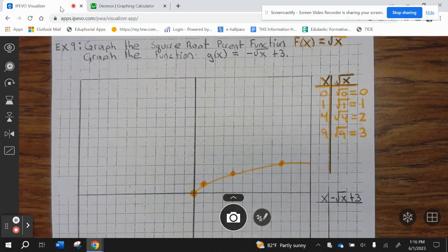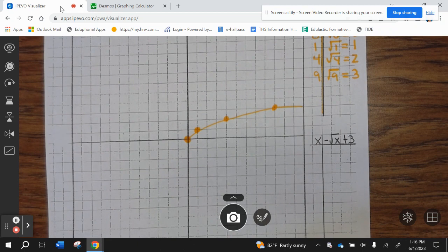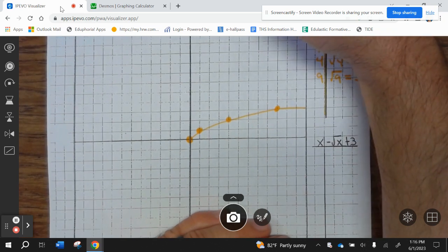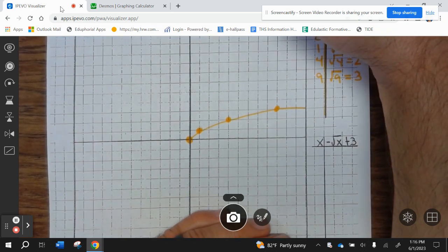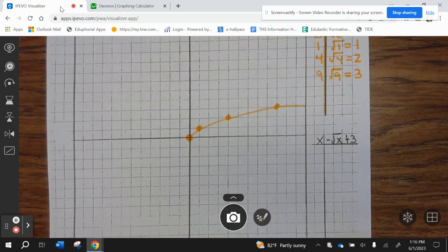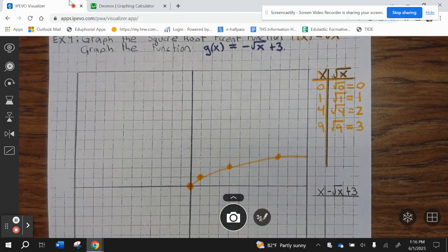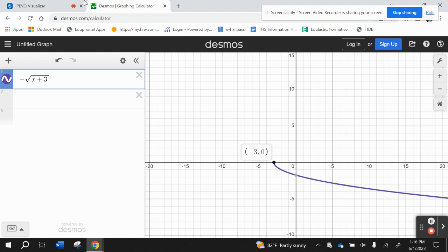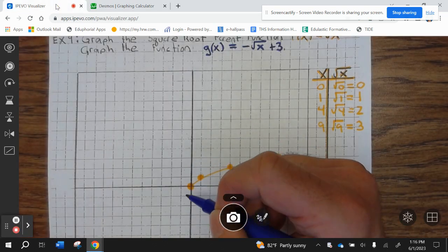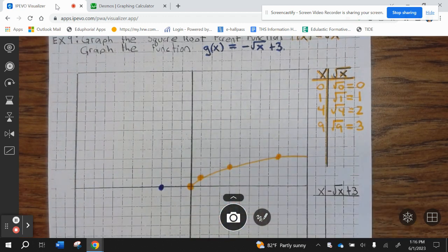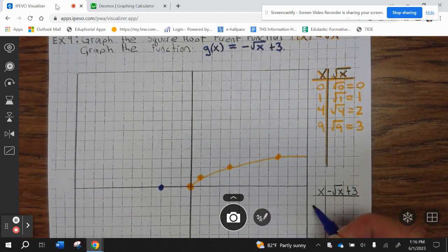Now let's understand what's happening, okay? And let's do this in blue. So we were at 0, 0. Now we're saying we're at negative 3, 0. Okay, so this point, 0, 0, is now negative 3, 0.